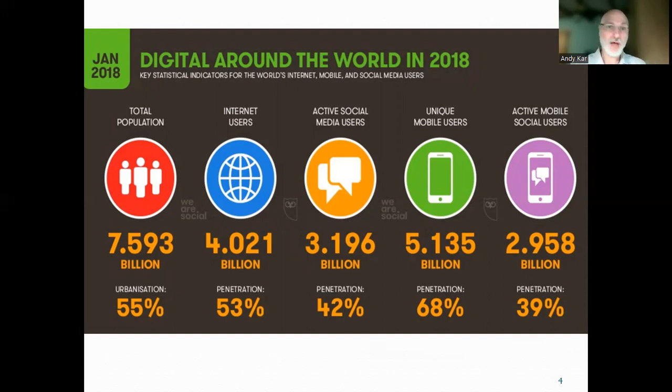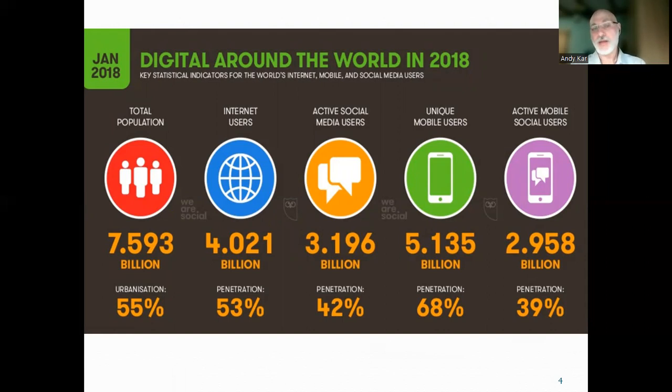We see that it's more than half, 53% of the people living on this planet were using the internet during 2018. We have active social media users, which is a bit more than 3 billion people. So 4 out of 10, we can say something like that, were active social media users in January 2018. Unique mobile users were even more, 5.1 billion people, 68% of the total population of the planet, who were using their mobile phones. And from them, 2.958, almost 3 billion people were active mobile social media users.